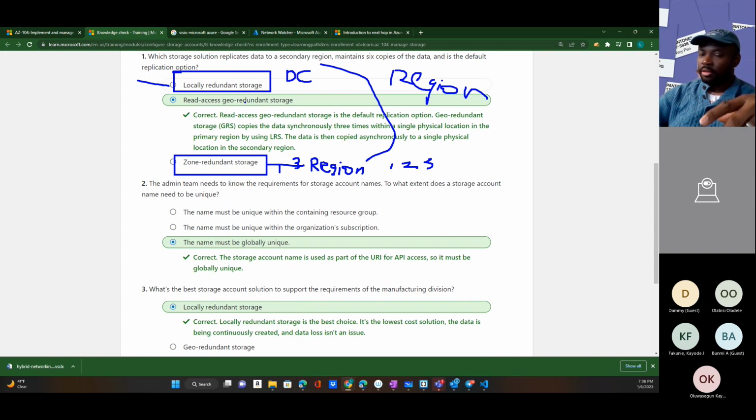But geo-redundant, so geographic redundant storage, because the question is, they need a secondary region. So this is when we start talking about primary region and secondary region.